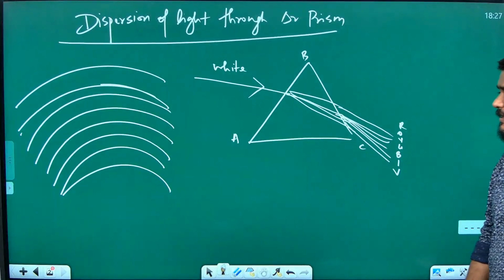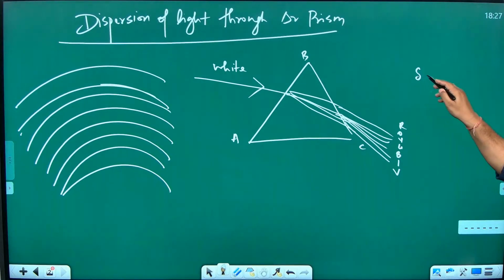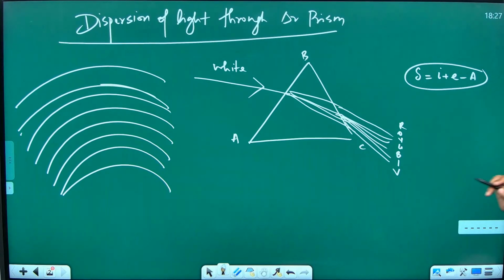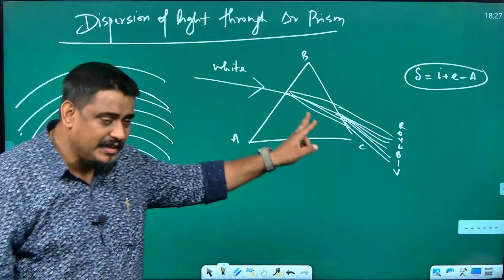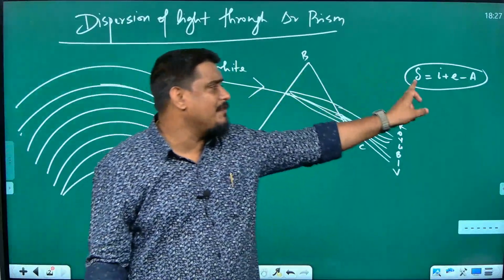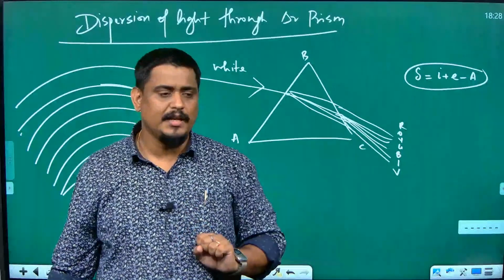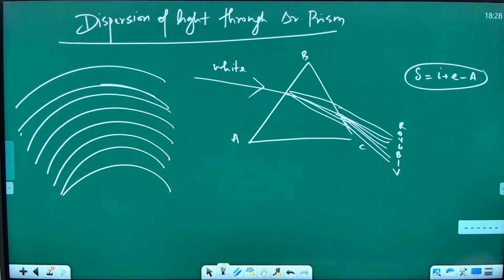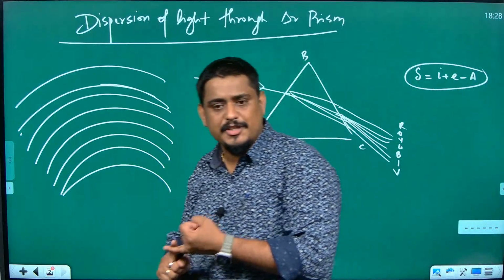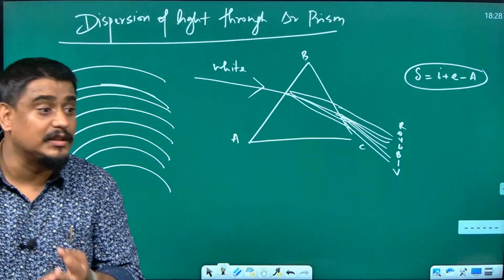So in the previous class, I made you understand delta equals I plus E minus A. Again, this is a deep dispersion concept, not required for you. This is the angle of deviation. It means whenever a light ray is incident on a prism with angle I, it is going to have a deviation of I plus E minus A, right? It was observed that the angle of deviation is different for different colors of light. Yellow light has a different deviation, indigo light has a different deviation, blue has a different deviation.